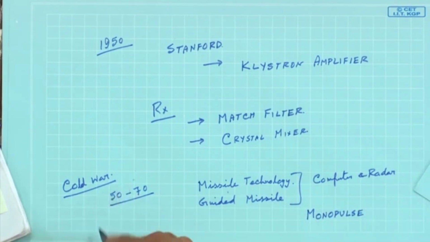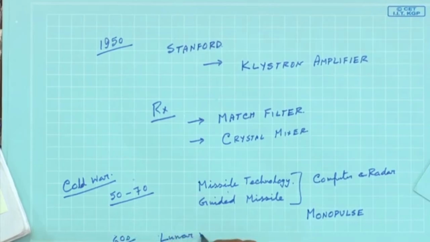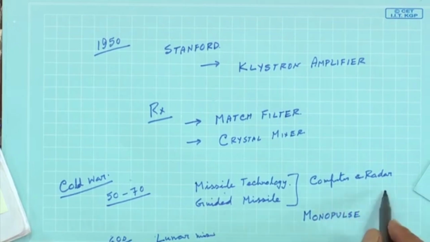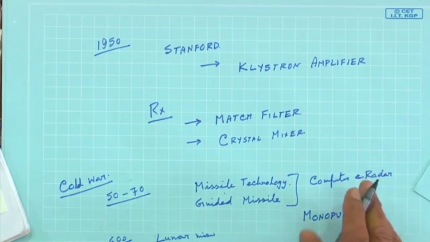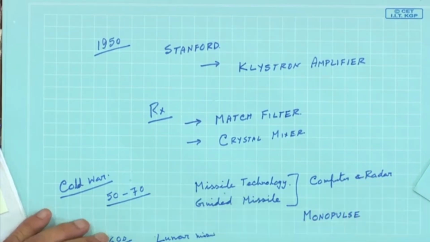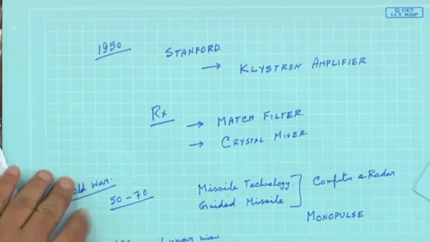Along with the Cold War, in the 60s there were also the lunar missions. Lunar missions again required this tracking as well as very high power sources. So high power sources and large antennas all came into being. Now we will see what the major applications of this radar technology are.